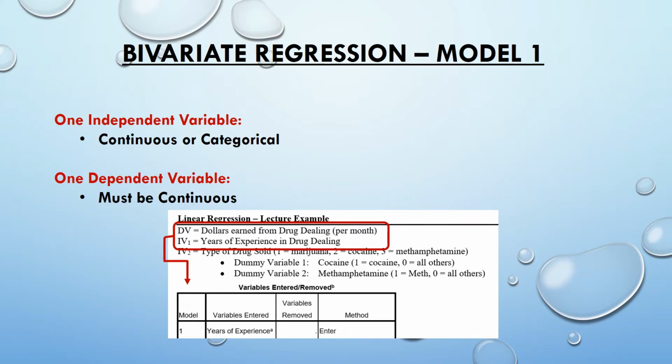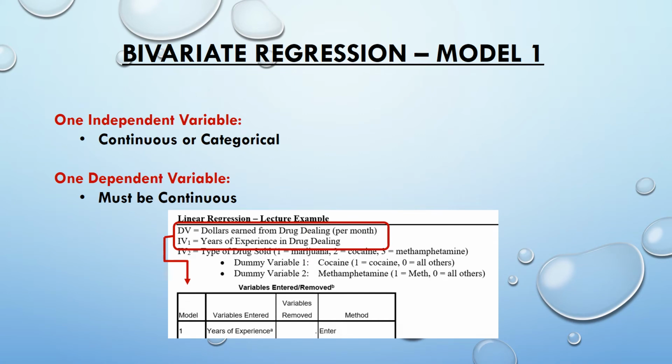So in model 1 of the output that we saw on previous screens, this is what is known as a bivariate regression. Bivariate regression just means that we only have 2 variables involved. We have 1 independent variable, we have 1 dependent variable. And in order to make sure that linear regression can handle it, we want to double check what the requirements of the independent and dependent variables are for linear regression.